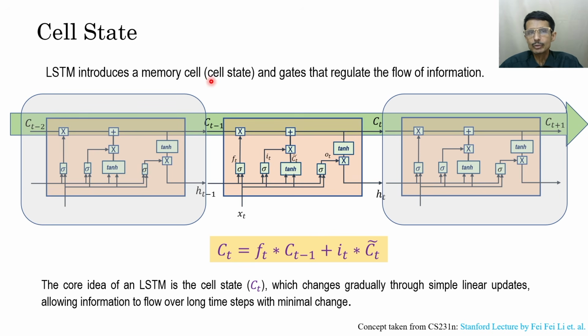So LSTM introduces a memory cell state and gates that regulate the flow of information. The core idea of LSTM is that the cell state ct changes gradually through simple linear updates, allowing information to flow for long time steps with minimal change. That is one of the major advantages of LSTM to mitigate the vanishing gradient problem, giving this uninterrupted, very linear, minimal change of the error gradient flow.